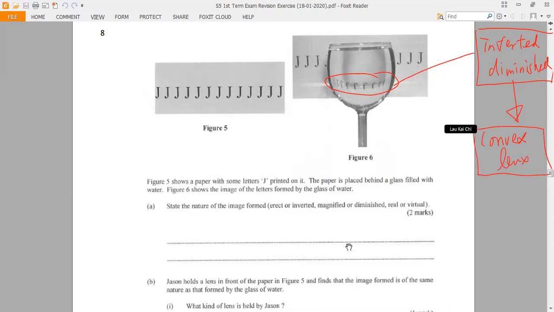And also, we know that it is real. Yes, it's also real, but when you look at the image, you can't tell it's real. You only can tell it is real because it's inverted, okay? It's also real, very good. The question also asks this: real, diminished, and inverted. And this is a convex lens. I'm not going to the question yet. I just want to see whether you can tell what is the object position.